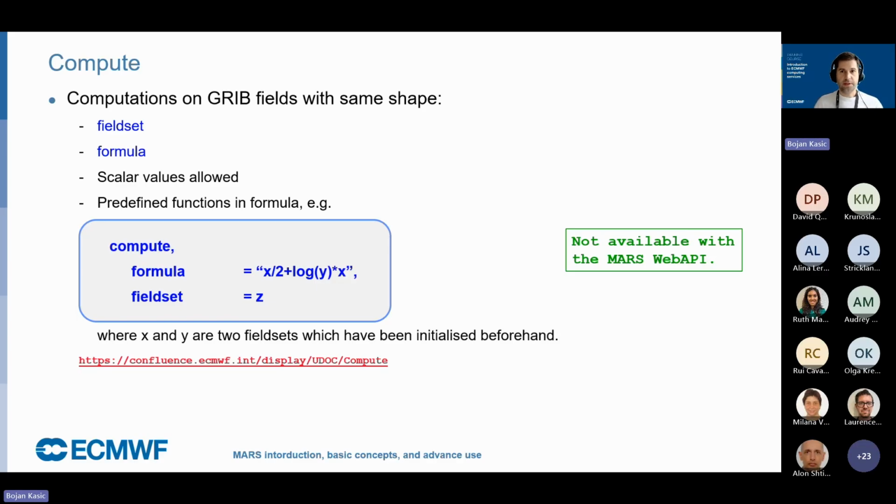So you can compute with scalars, with fieldsets. Here we have one example where we retrieved and defined a fieldset, and that is x, and then you calculate a function of that x, and you also use the logarithm of y, which is another fieldset, and logarithm is an embedded function in Mars, and then you save it as a third fieldset called z. At this point, you can also write z to a target file if you want to store it permanently on your file system.